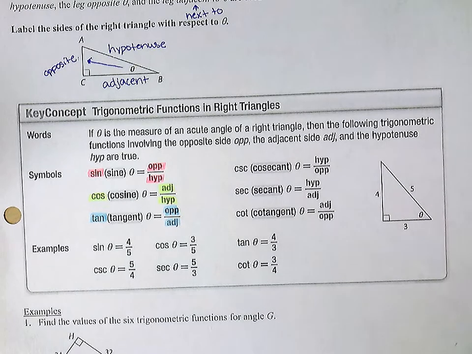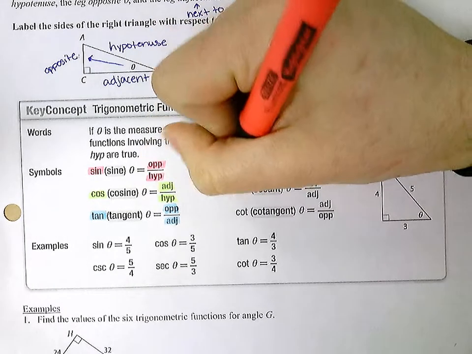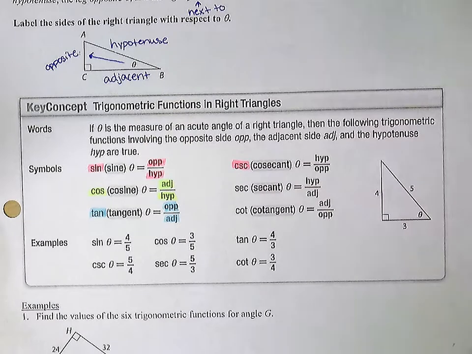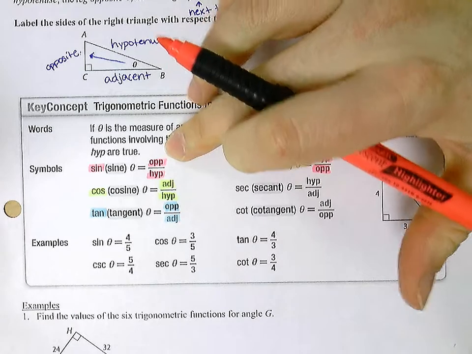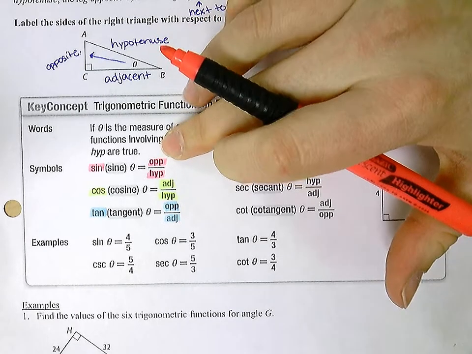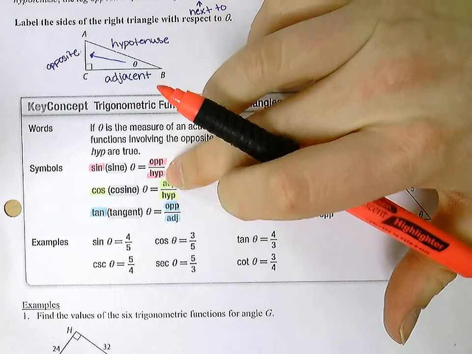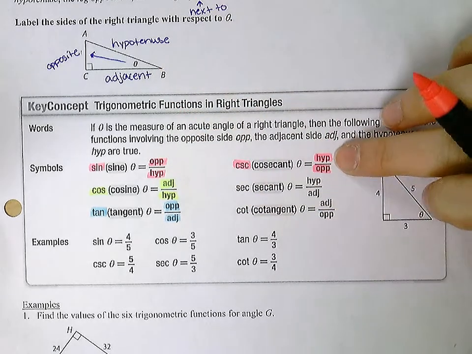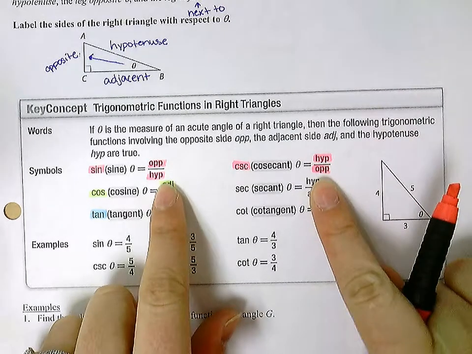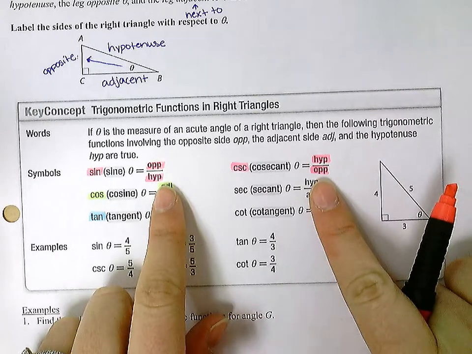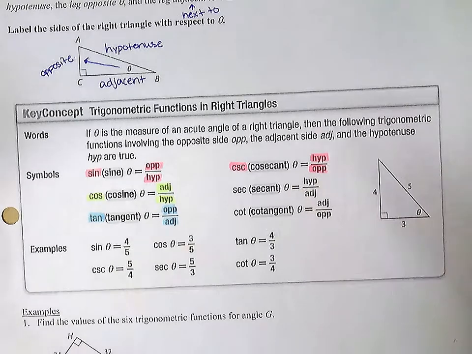Now the 3 that you probably haven't seen before are cosecant, secant, and cotangent. So cosecant, or CSC, is hypotenuse over opposite. So it's the opposite of sine. Sine is opposite over hypotenuse. Cosecant is hypotenuse over opposite. So you see those fractions, how they just take the reciprocal. Cosecant is the reciprocal of sine.